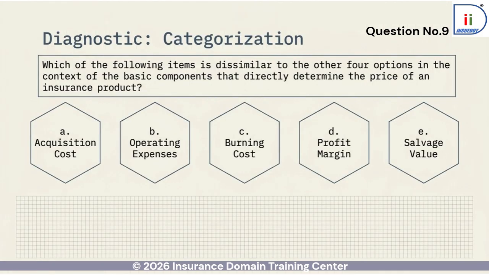Next question. Question number 9. Which of the following items is dissimilar to the other 4 options in the context of the basic components that directly determine the price of an insurance product? Read all the options.